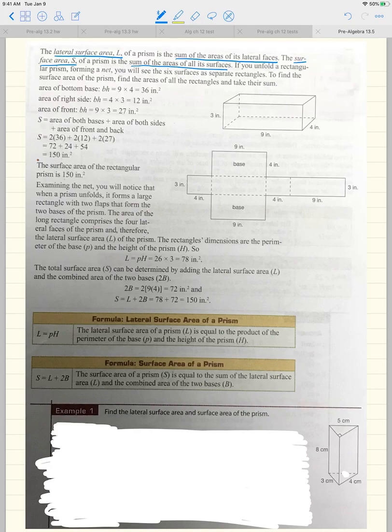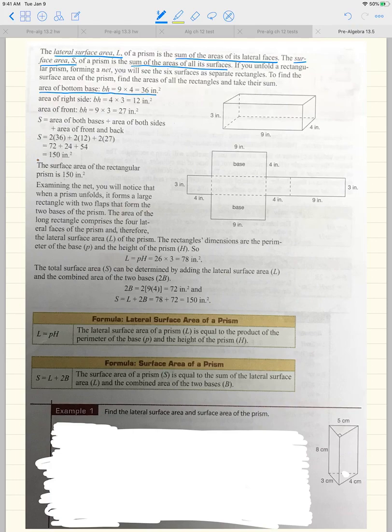If you unfold a rectangular prism, you form what's called a net. And when you do that, you see the 6 surfaces of that rectangular prism as separate rectangles. To find the surface area of the prism, you find the area of all of those rectangles and add them all up, all right? So, area of the bottom base times height, 9 times 4, 36 inches.